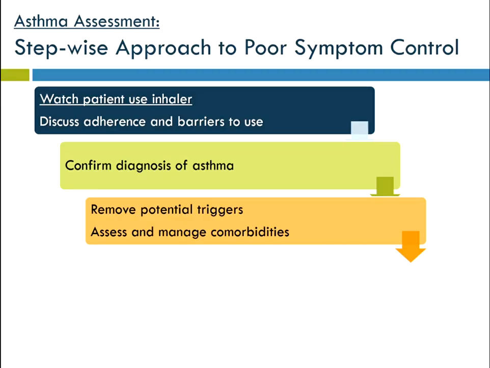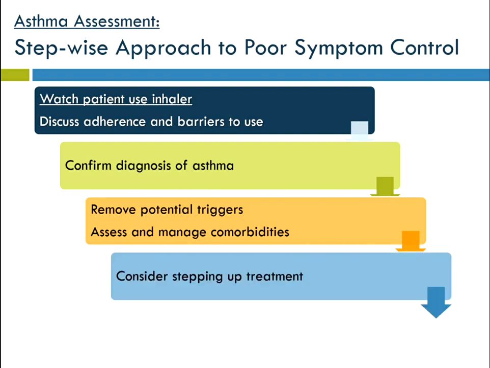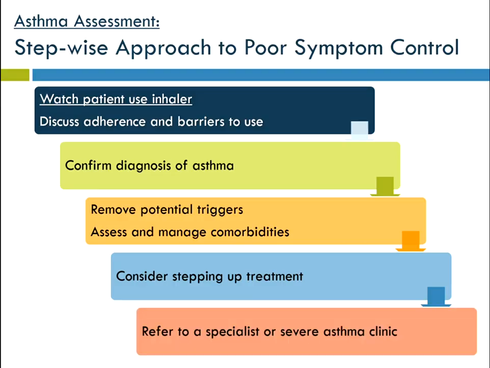Assess and manage those comorbidities and risk factors. And then maybe we need to increase our treatment. If all of these things have already been done and they're still struggling, maybe we need to increase the dose, increase the regimen or something. If that doesn't work, refer to the specialist.